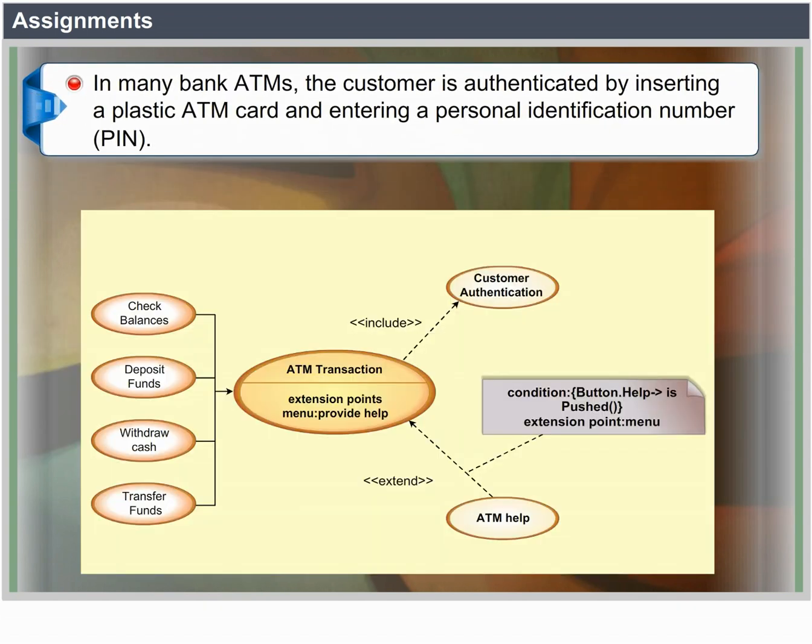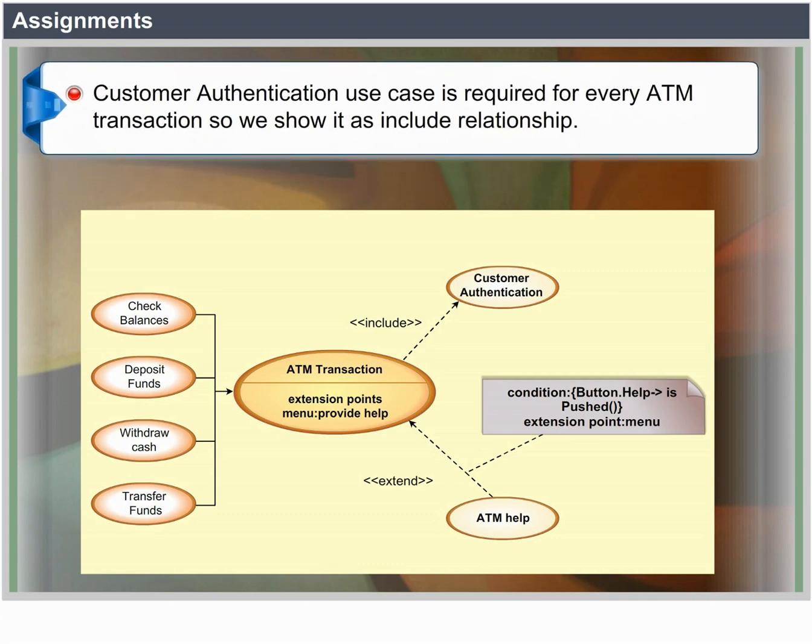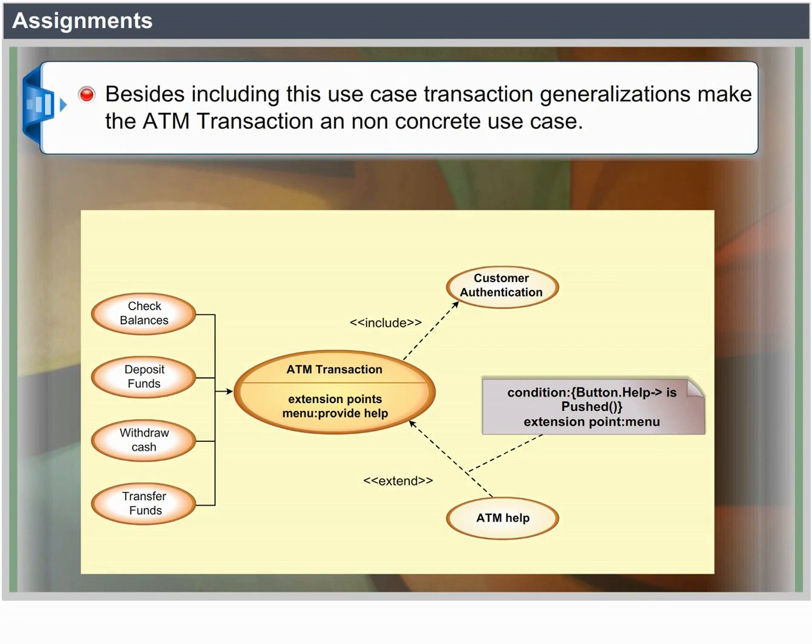In many bank ATMs, the customer is authenticated by inserting a plastic ATM card and entering a personal identification number. The customer authentication use case is required for every ATM transaction, so we show it as an include relationship. Besides including this use case, transaction generalizations make the ATM transaction a non-concrete use case.